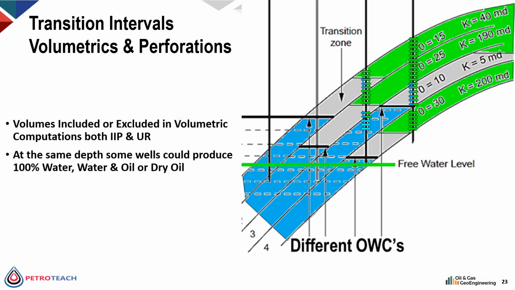And obviously, because of the perforation and because of the recoveries, depending on whether you are in the transition zone or not, your ultimate recovery will also be affected by that. So just to say it again, at the same depth, some wells could produce 100% water. They could be producing water and oil, or even dry oil, even though, as I said, the reservoir is hydraulically connected.